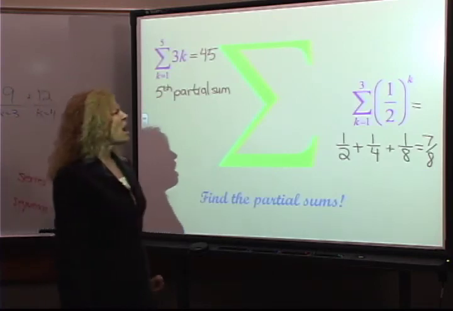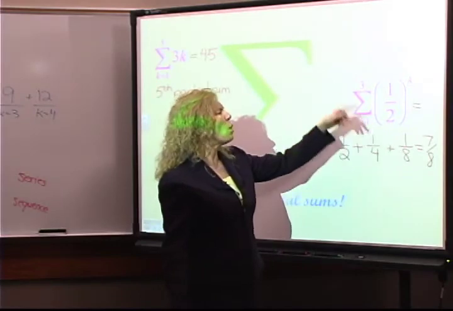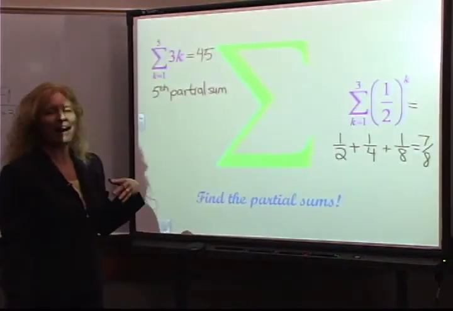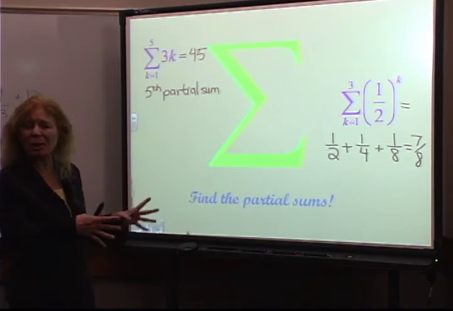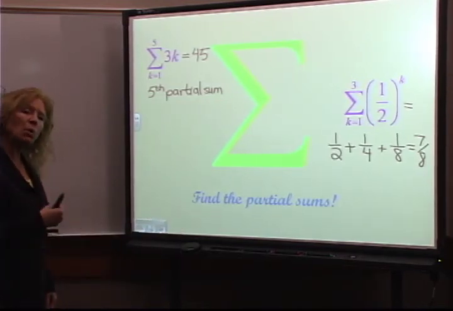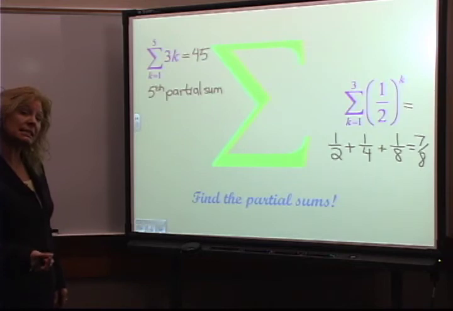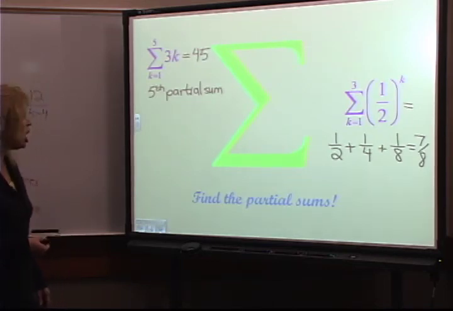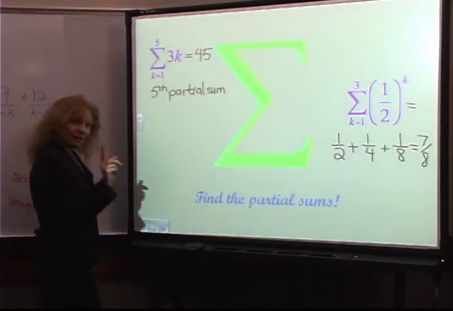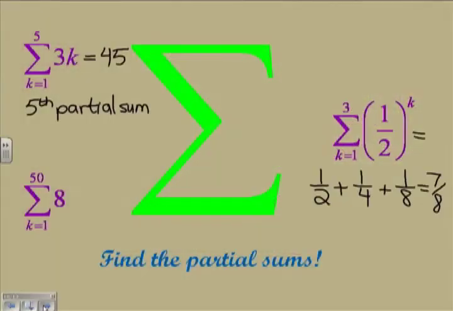Now, by the way, if I'm looking for the sum as k goes from 1 to 5,000, I don't want to write them all down and add them all up individually. And so as we go on through our study with sequences and series, we will find some ways to help us with those big jobs. Here's one that'll be a little bit of a big job. I want the sum as k goes from 1 up to 50 of 8. And you say, what? Okay.